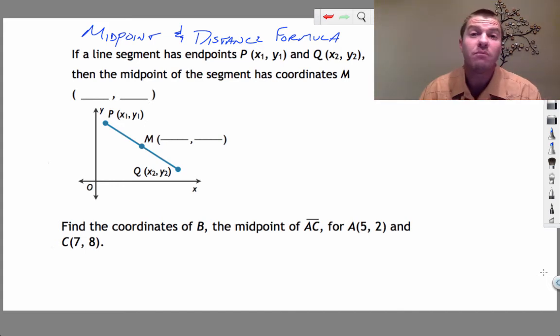So we're going to talk about midpoint formula and distance formula. And you probably remember a lot of this from geometry, but we'll take one day and refresh this.